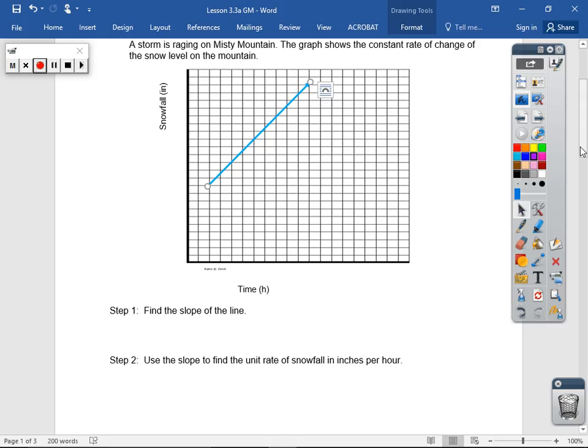A storm is raging in the Misty Mountains. The graph shows the constant rate of change of the snow level in the mountains.